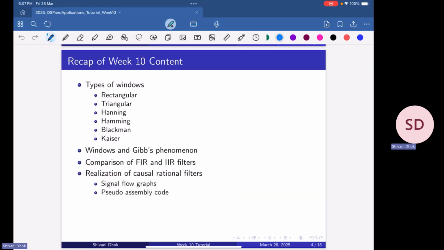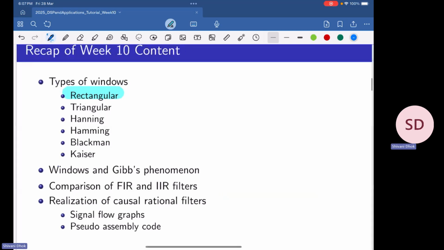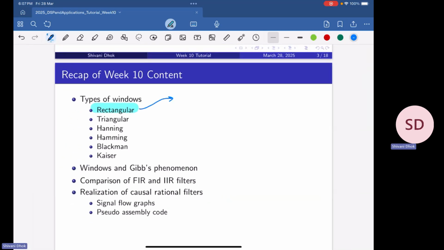The first window that we looked at in the last class was the rectangular window. This rectangular window is the very basic kind of window. Let me write it like this: WR of n is 1 for n belonging to minus N to N, and 0 otherwise. Let it be of 2N length.